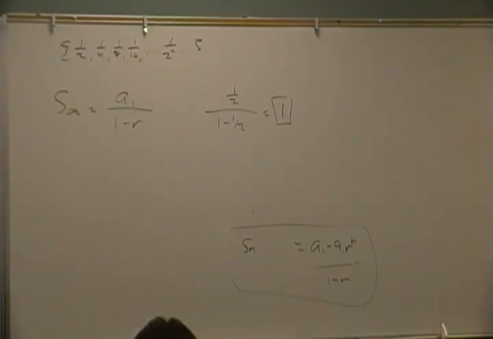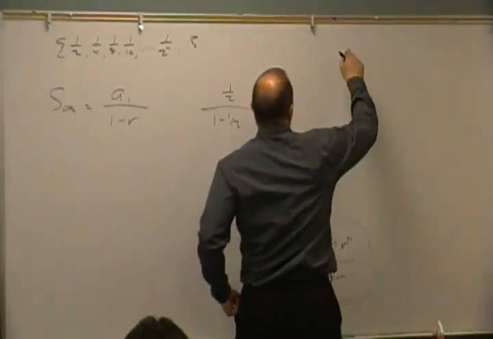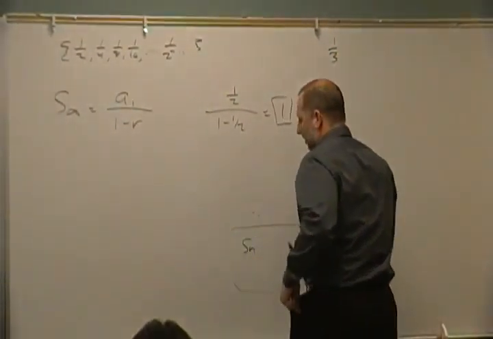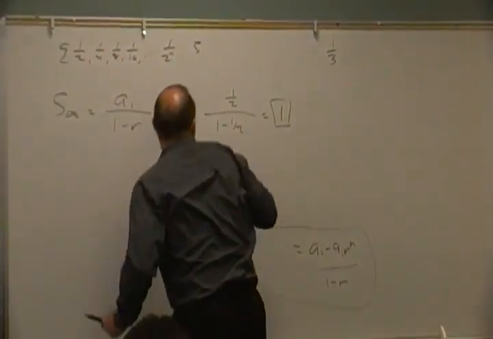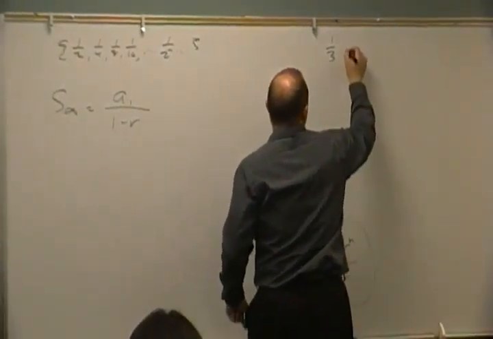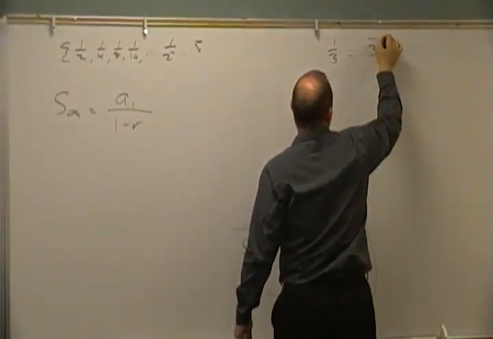I said this is the first problem. It wasn't. The very first problem we did was 1/3. You remember that? We said 1/3, and I'm going to erase this because I need this space. We said that 1/3 is 0.3 bar.